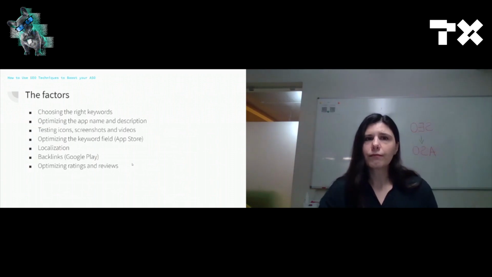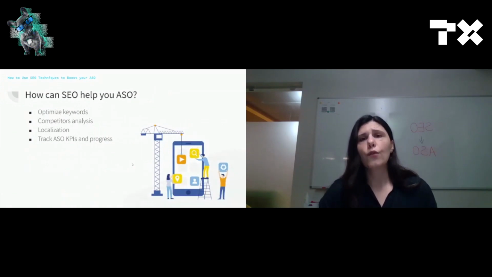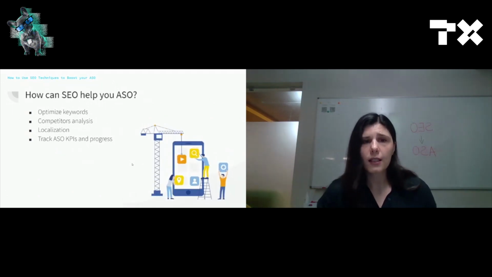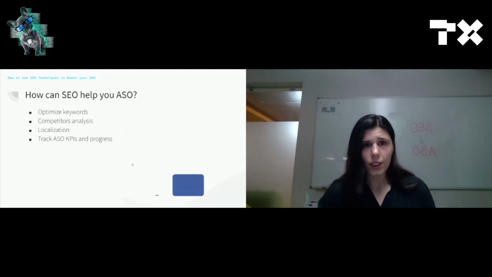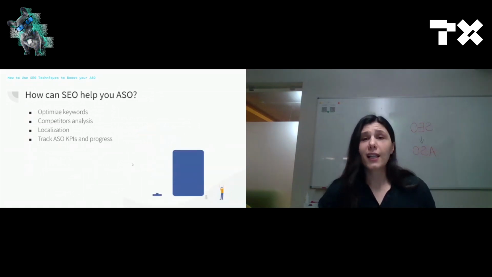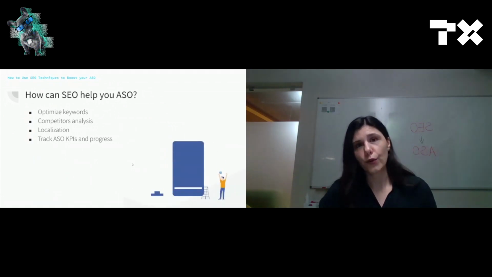But the question is how SEO can help you in the ASO. Well, for most of these factors, there are a few common ones that we know very, very well, and we have extensive research about them. So SEO can help you optimize keywords. SEO can help you do the competitors analysis. SEO can help you about the localization. And SEO can also, which is quite surprising, help you identify and track the KPIs, or key performance indicators, for your app.